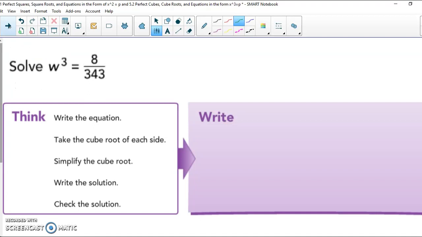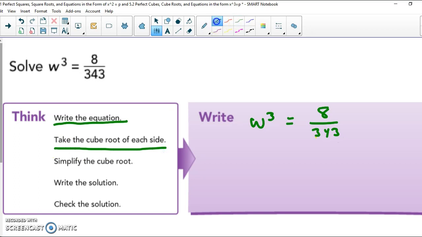So let's take a look at one more here. If we're going to solve w cubed equals 8 over 343, then let's not be intimidated by the fraction, but let's write out our equation. Let's make sure we write it correctly. W cubed equals 8 over 343. Now I can take the cube root of each side.